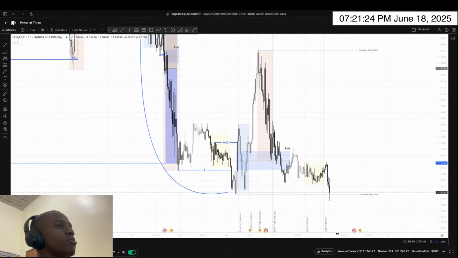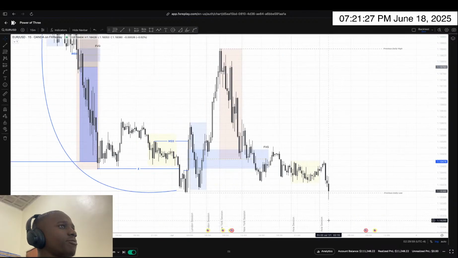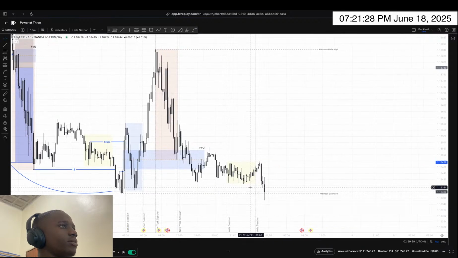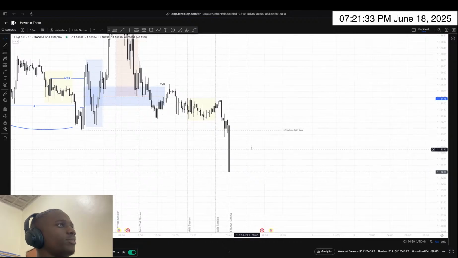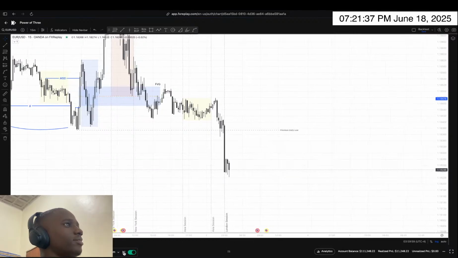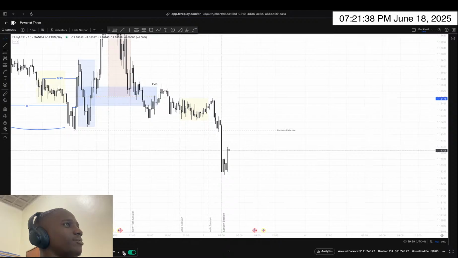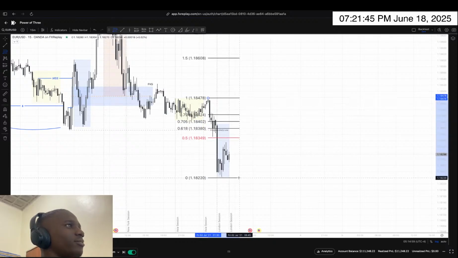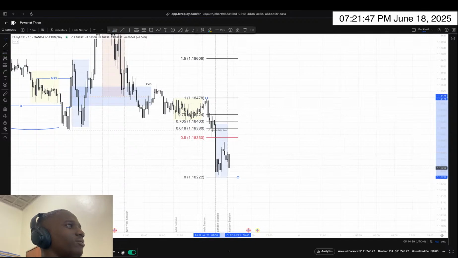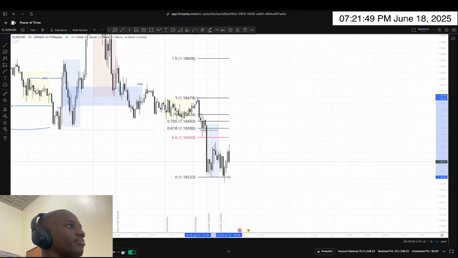Okay, so we take out the previous day low and the Asian lows, and boom, we drop by the London Open. This is a really crazy drop. So any entry here would only be based off of OTE, high to low. It hasn't even rebalanced yet, so no entry.